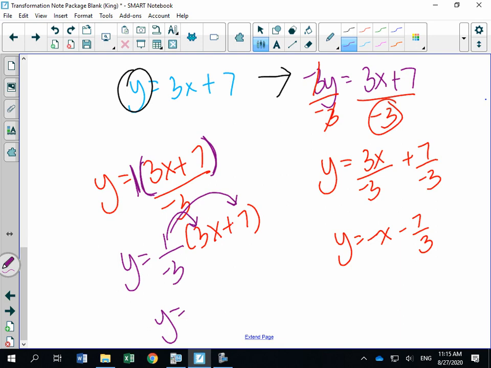-1/3. Oh, and this shows you your a value. I actually like this method because it shows you your a value is -1/3. And then we're going to distribute it in to simplify. So -1/3 times 3 is -x, and -1/3 times 7 is -7 over 3. It doesn't matter which one you go with, you get the same answer.